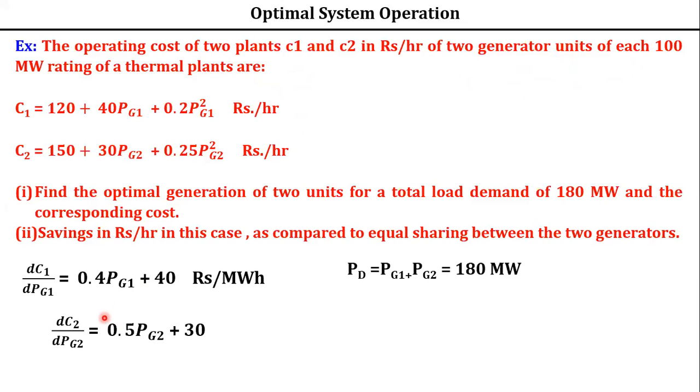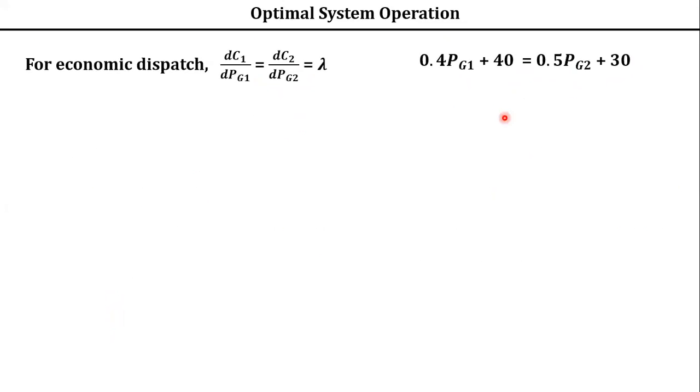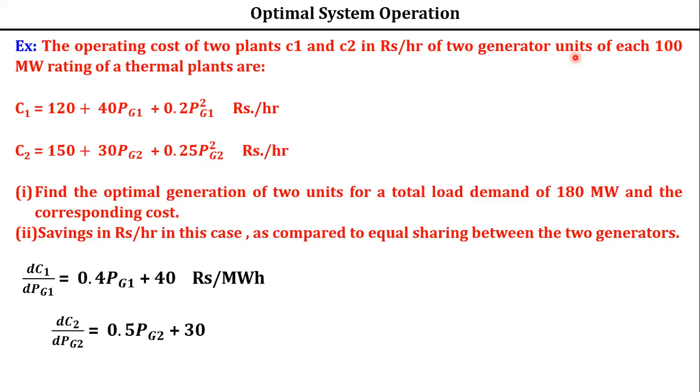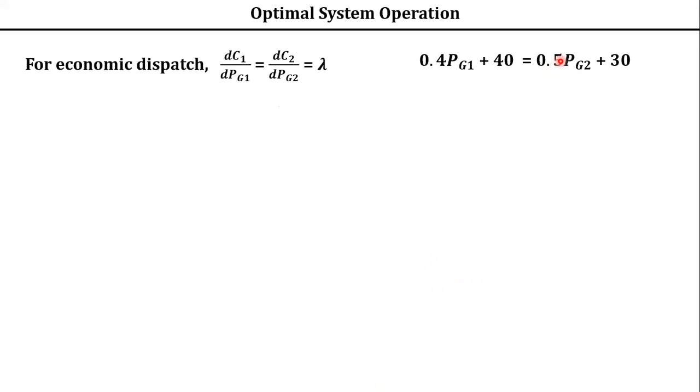See, this is dC1 equal to dC2 by dPG2. So equate these two equations. That's what I am doing here. Understood? As per the condition for economic dispatch, the incremental fuel costs must be equated. Now here PG2, I am going to replace it. How am I going to replace it? From this equation, PG2 is equal to 180 minus PG1. So I am going to replace it in this equation. So here you see, same equation, only thing is PG2 I have replaced with 180 minus PG1.